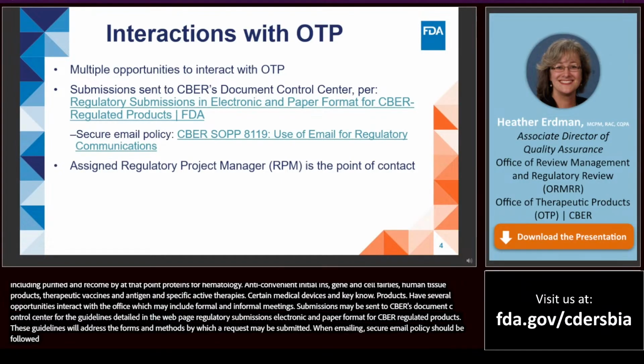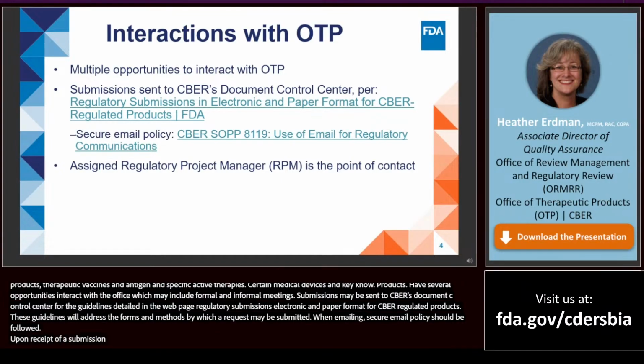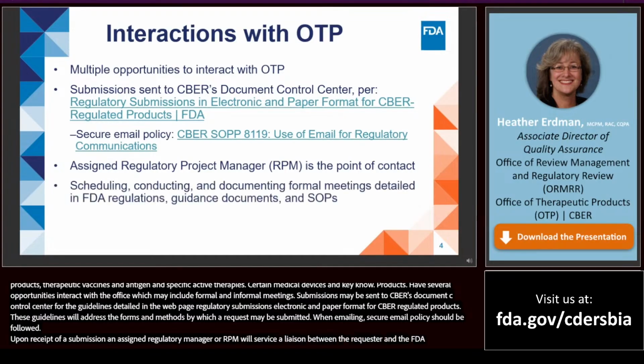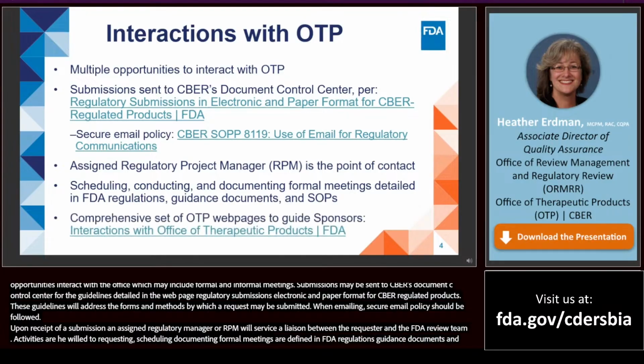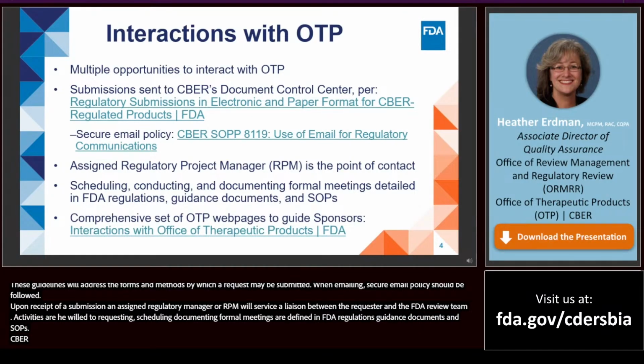Upon receipt of a submission, an assigned Regulatory Project Manager, or RPM, will serve as a liaison between the requester and the FDA review team. Activities related to requesting, scheduling, conducting, and documenting formal meetings are defined in FDA regulations, guidance documents, and SOPs. CBER OTP offers a comprehensive set of web pages to guide sponsors on these processes. It's entitled Interactions with Office of Therapeutic Products.